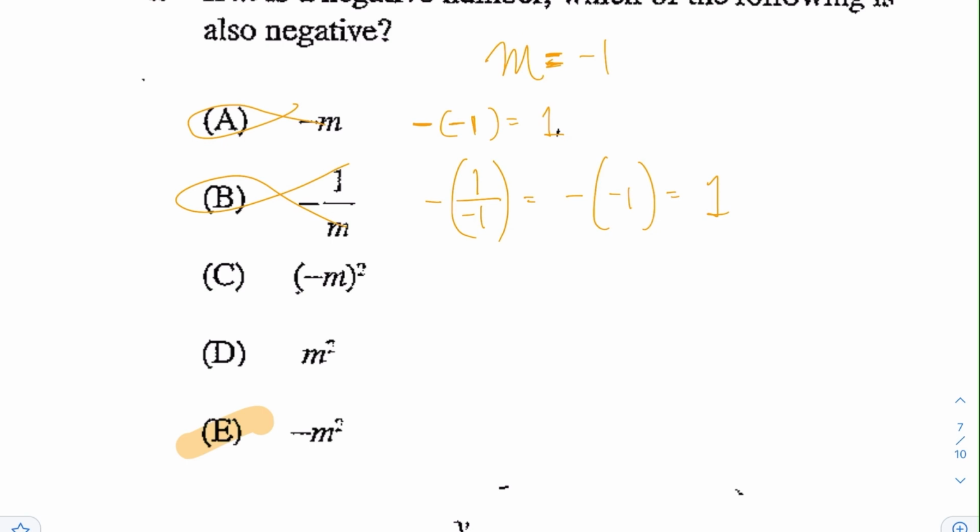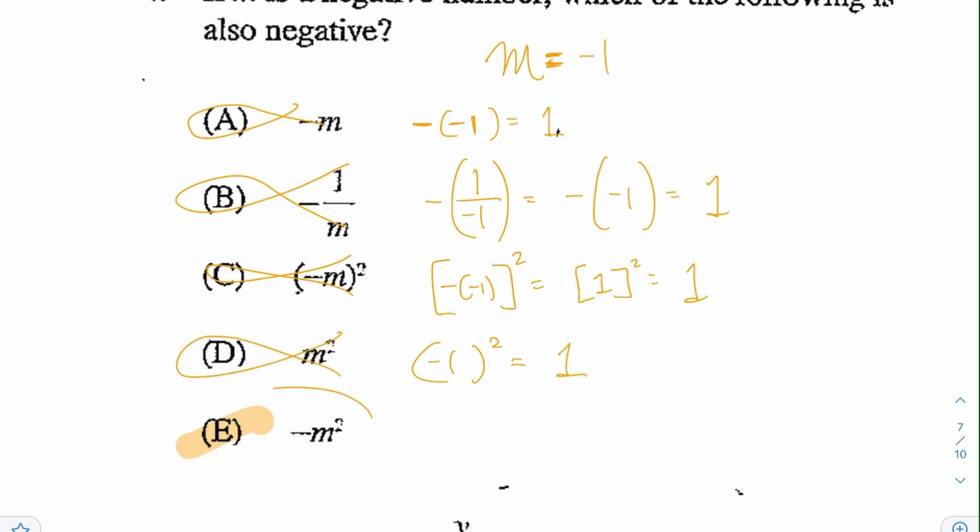For choice C, you have negative m, which is negative of negative 1, but it's being squared. So this will give you, in parentheses, it just turns into 1 squared, which is still 1. Remember, anything squared has to be positive or 0. So C is also wrong. For choice D, you have negative 1 squared, or negative 1 times negative 1, which will be equal to positive 1, so that's wrong. So the answer has to be choice E.